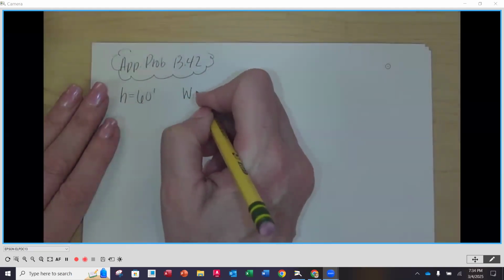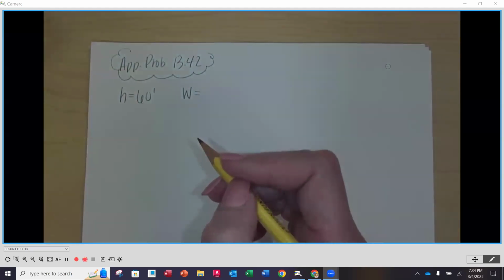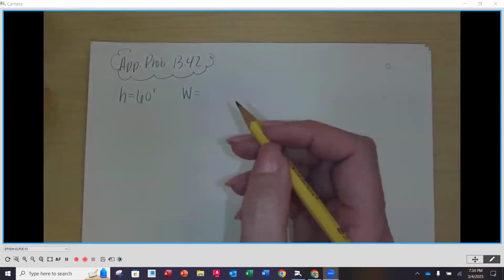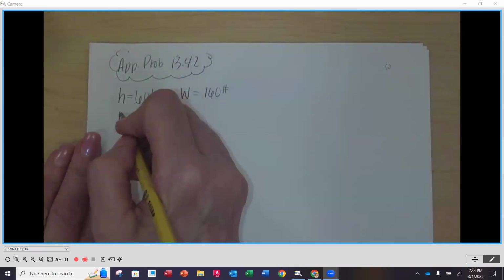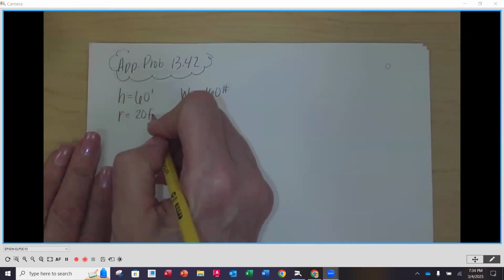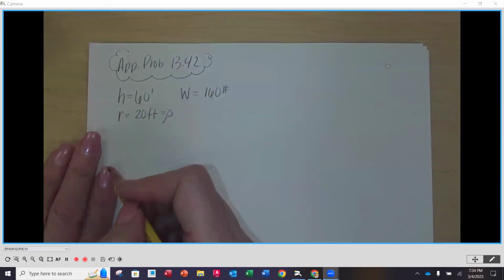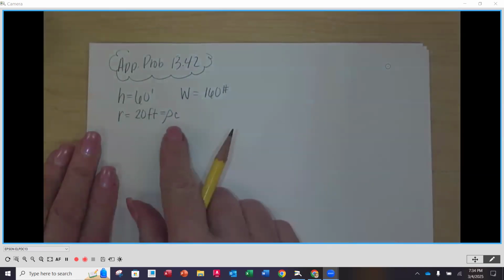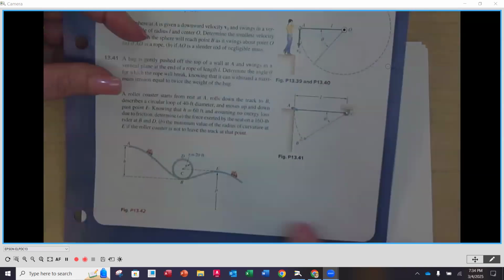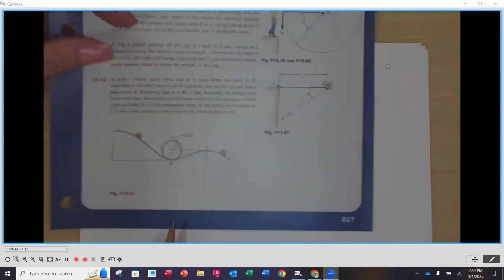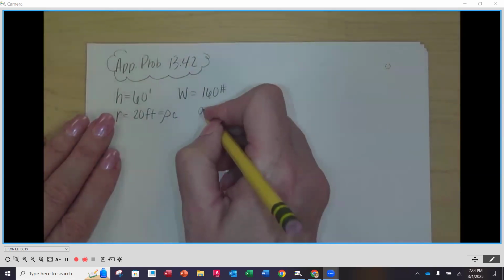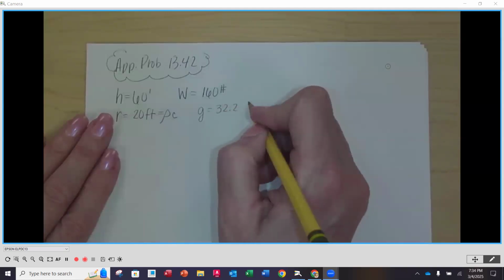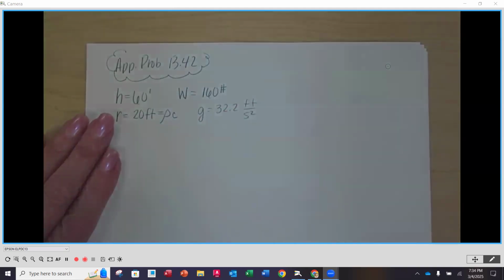The weight of the rider in the car is 160 pounds. The radius of that loop is 20 feet, which is going to be equal to our rho C, and this is the radius of the loop-to-loop, which they have the center called C. Okay. And then we have gravity. So we'll be applying gravity. We know that to be 32.2 feet per second squared.